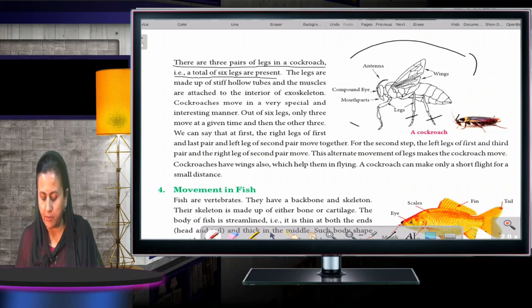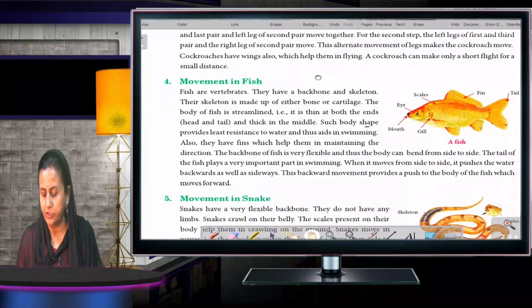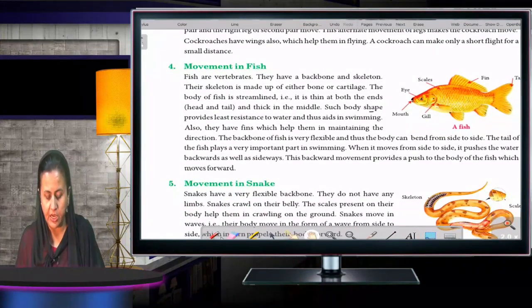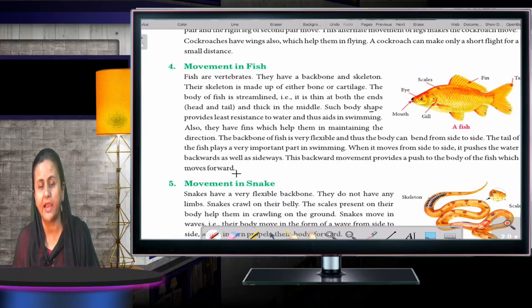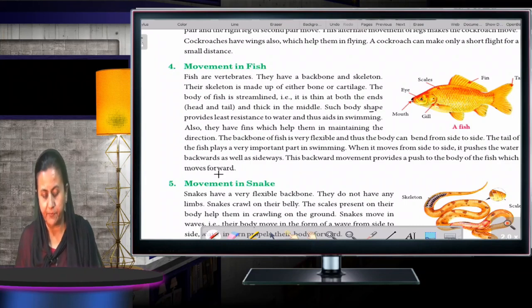Okay, now we'll talk about movement in fish over here. As you can see on your screens also, fish are vertebrates. Okay, just now I have told you about snail, I told you about earthworm, they were invertebrates. Now we are going to talk about the animals which have a backbone. Okay, first is the fish. Okay, fish are vertebrates, they have a backbone and skeleton. Their skeleton is made up of either bone or cartilage.